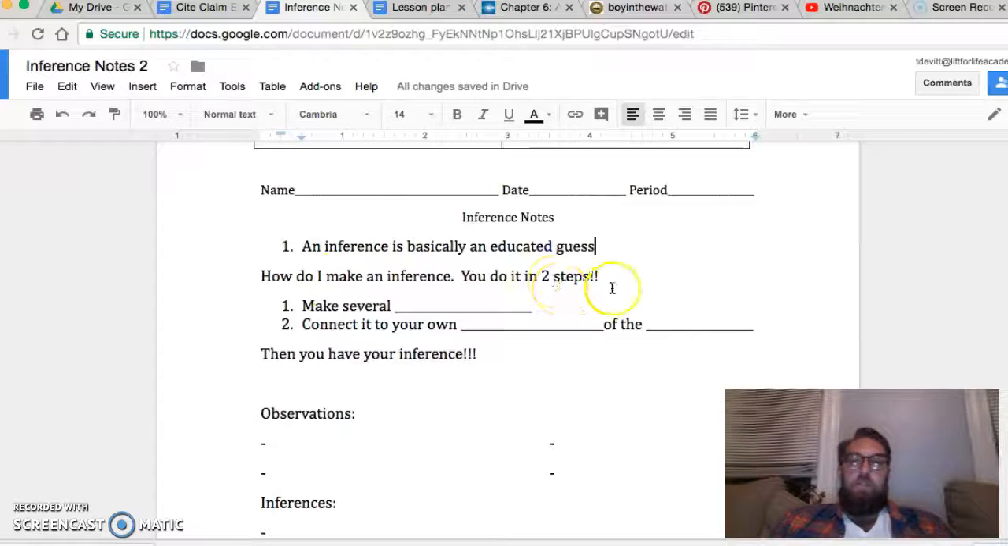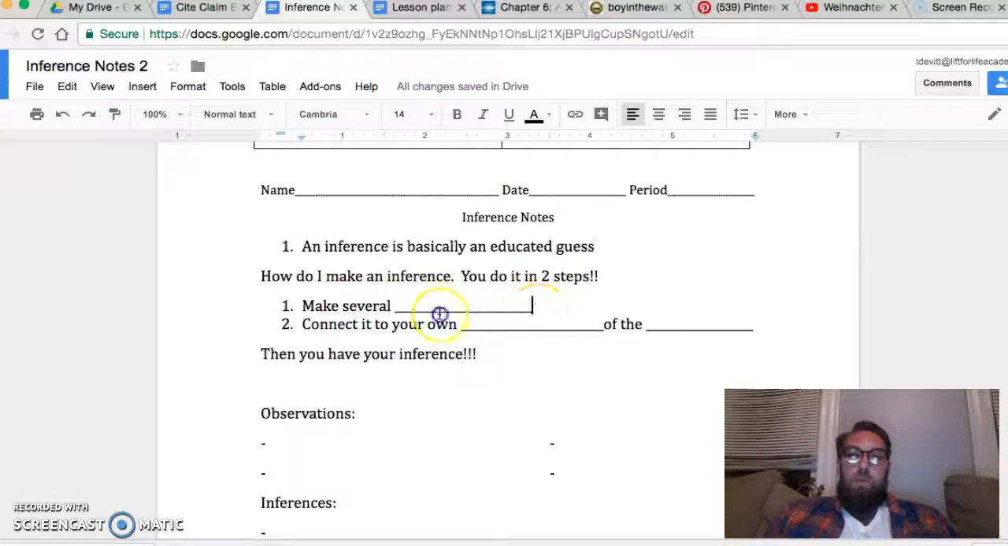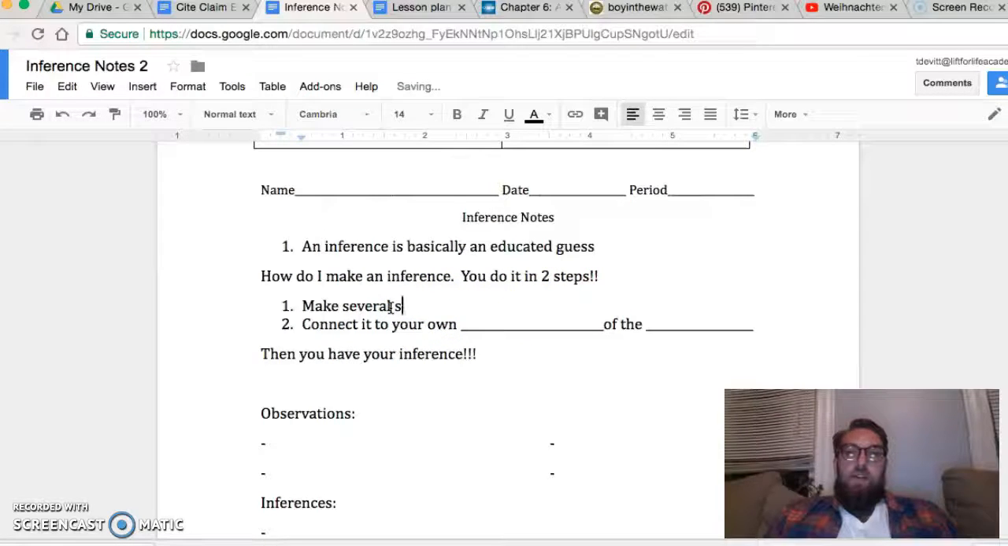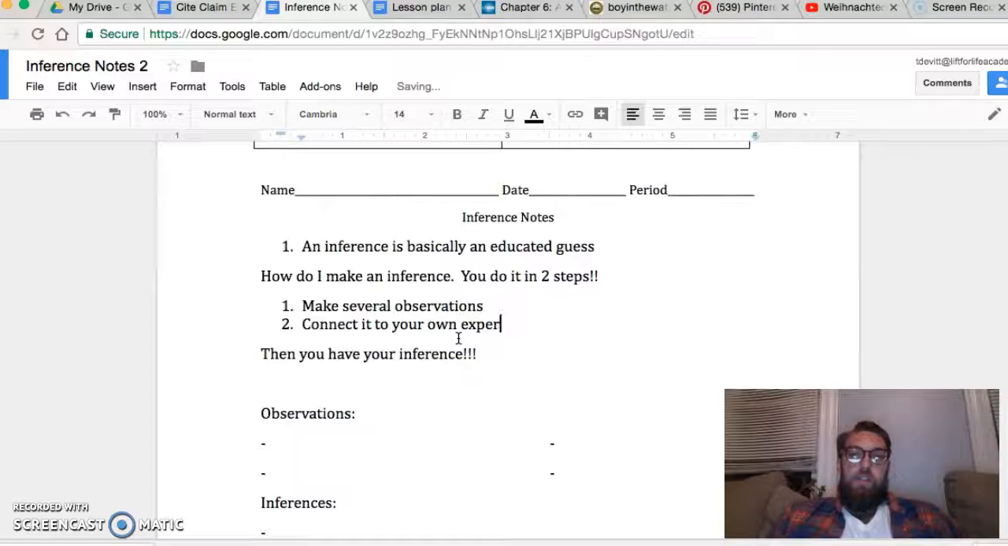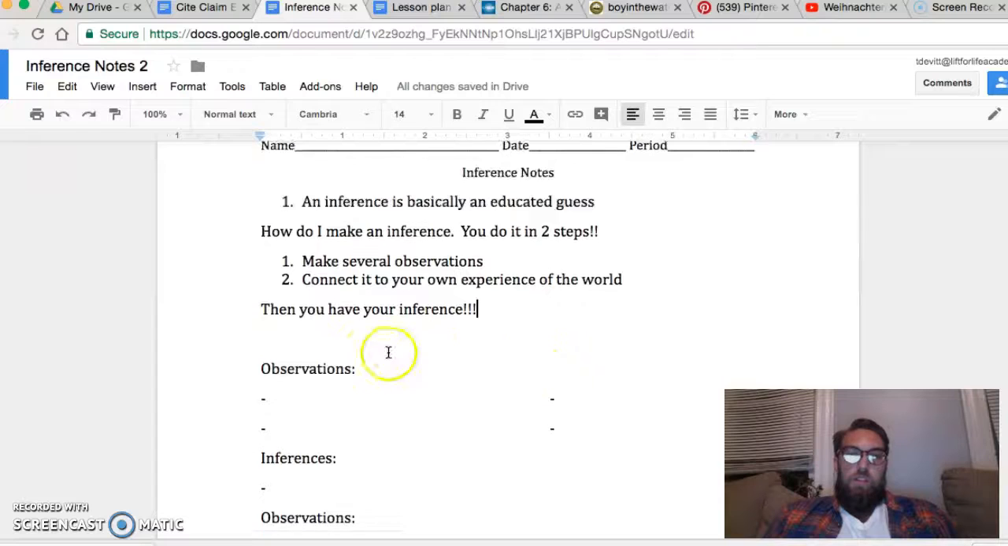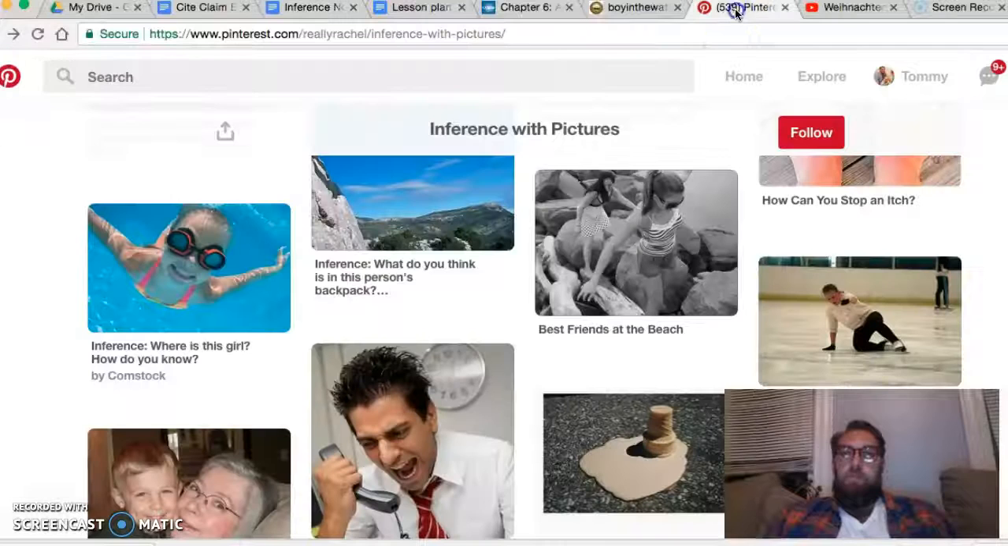So how do you make an inference so that it's more than just an educated guess and you're not really sure if you're right? Well, first, you make several observations. Then, you connect it to your own experience of the world, of the real world. So then you have your inference when you do these two things together. You make observations, and then you take what you observed and connect it to what you actually know about the world.